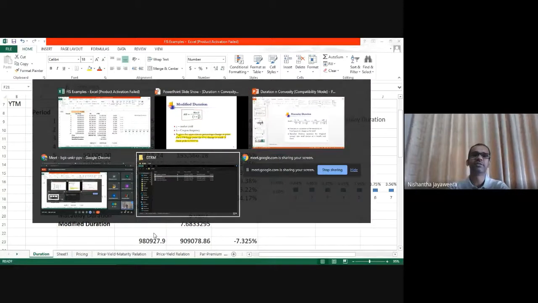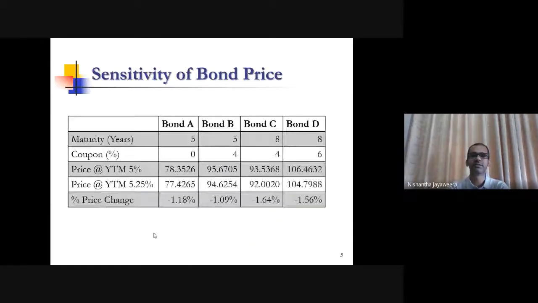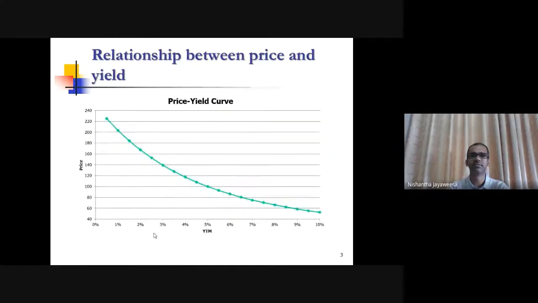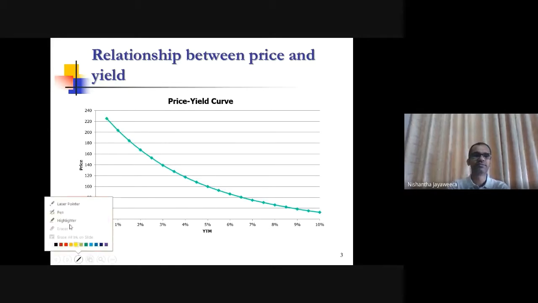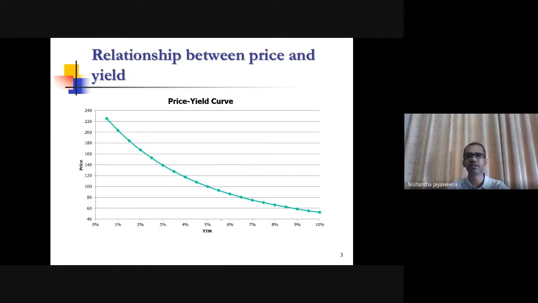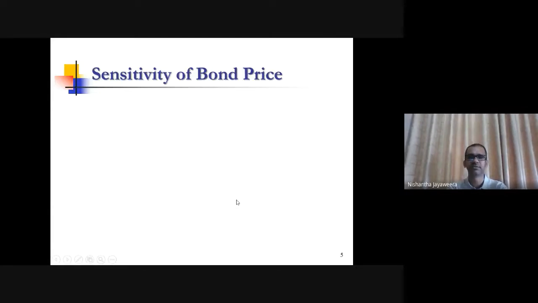Basically, what duration measures is: if you take this graph and calculate the duration at, say, 5%, what is the slope of this curve? This should be a straight line. Sorry. Okay, no, I have it. Let me go.